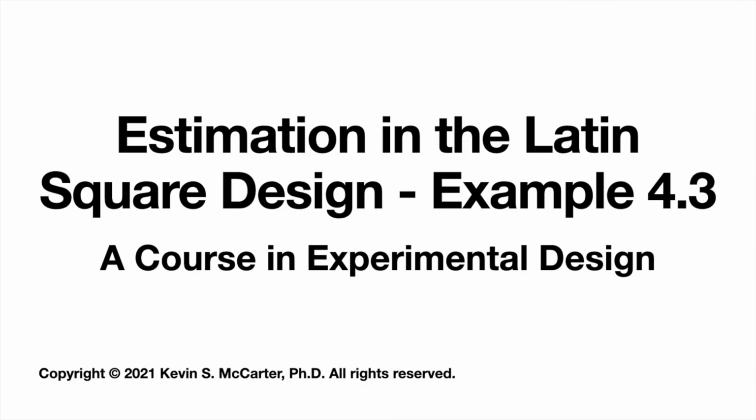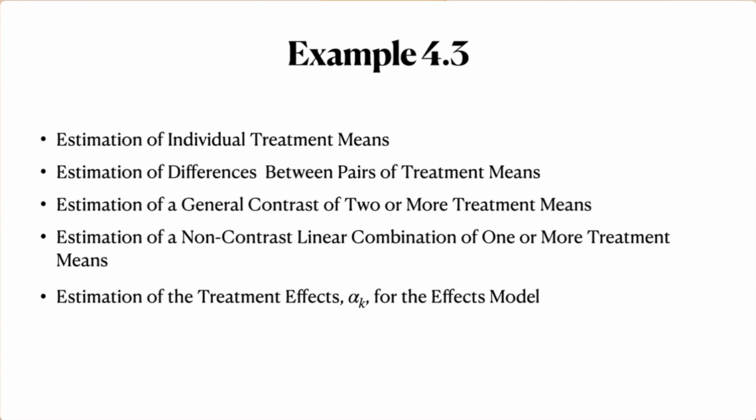All right, continuing on. In this lecture video, we're going to look at examples of applying the estimation procedures that we looked at in the previous lecture. In particular, we'll look at estimation of the individual treatment means. We'll then look at estimation of differences between pairs of treatment means. We then generalize that to looking at estimation of a general contrast of two or more treatment means. We then generalize it further to look at estimation of a non-contrast linear combination of one or more treatment means.